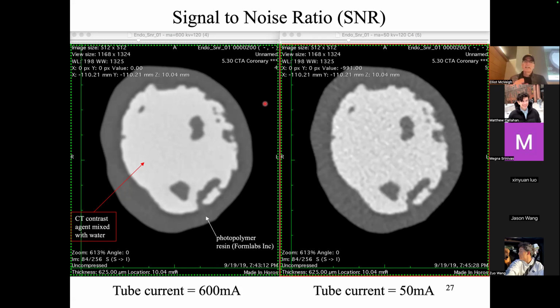We ended last time looking at signal to noise, and here's a comparison of two CT images of a phantom. It's just something that you print on a 3D printer and fill with contrast, and then you can image it. You know exactly what the shape is because you programmed it in a CAD/CAM model, so you know the ground truth of this object. Here, it's imaged at 600 milliamp current, and we'll see in a minute what that means. It's a lot of photons.